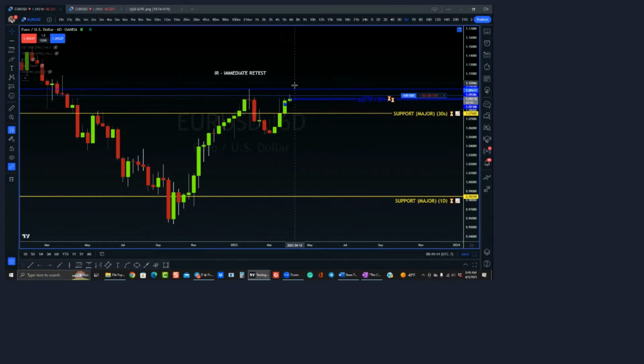What is an immediate retest? It's this candle here. So anytime you have a wick like this, jumping up into an area and coming right back down, kind of like this thing jumped up. This one came down first and then jumped up. This one came down and jumped up. This one went up and then came down.